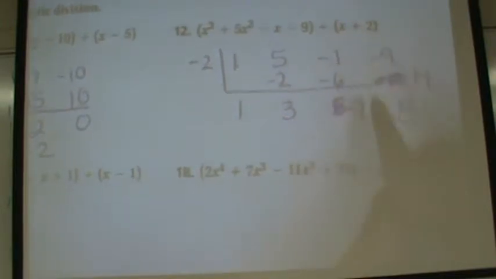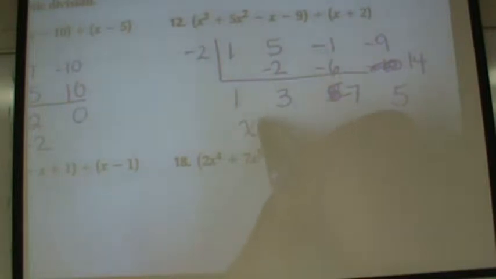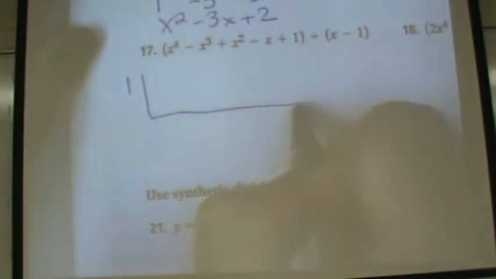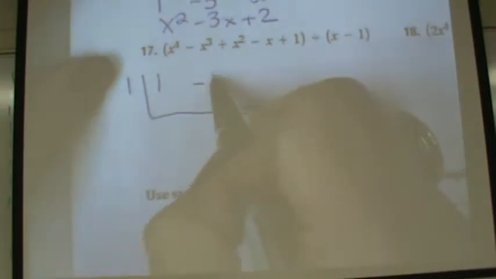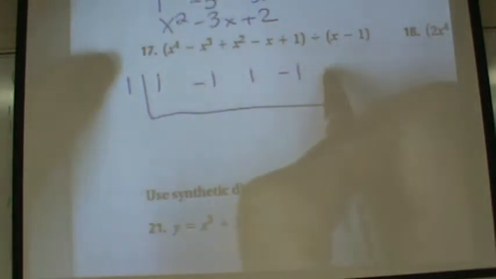This is not a factor, you have a remainder of 5, so the answer is x squared plus 3x minus 7 with a remainder of 5 over x plus 2. Okay, next one. You're going to put a 1 outside the box, and you have 1, negative 1, 1, negative 1, and 1.